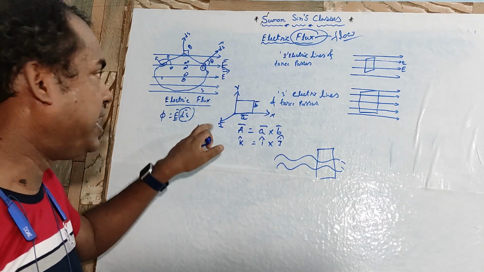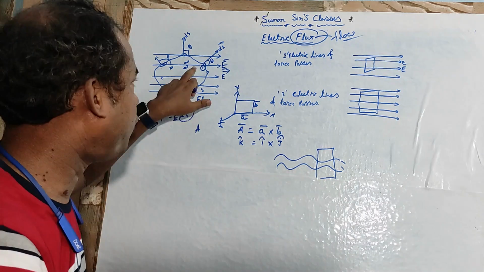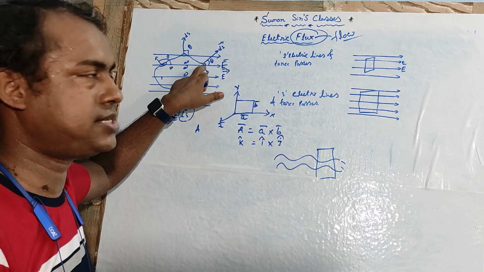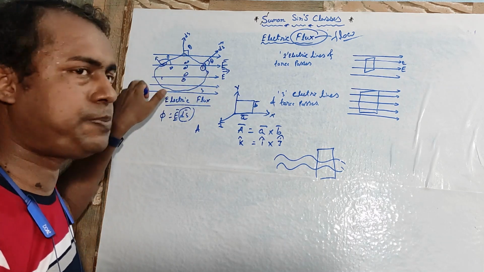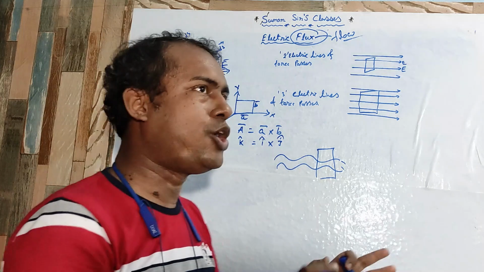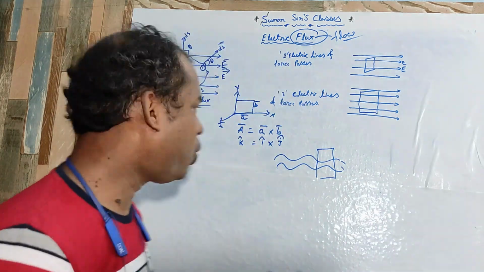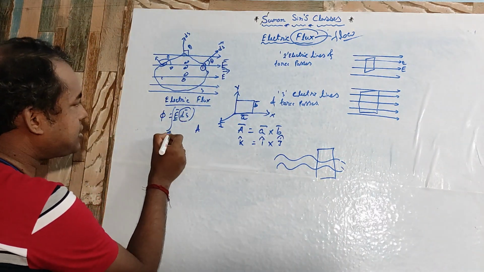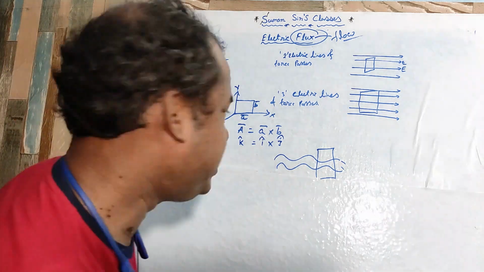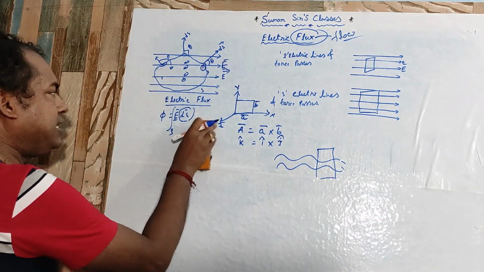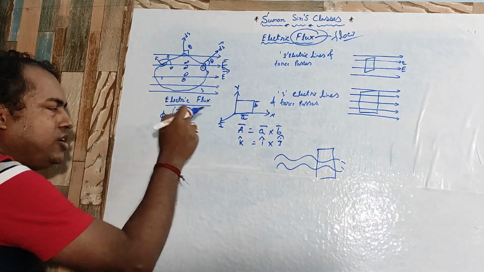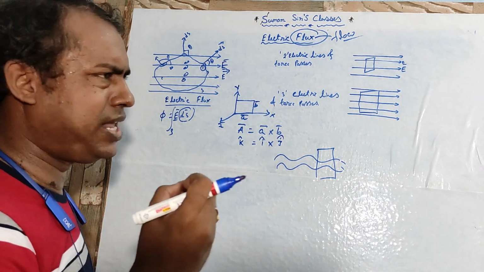So E dot dS, what is the dS? dS is the small elementary area. Here a number of such elementary areas are present. So if I take all the elementary areas, we just integrate over the surface. Okay, now it is clear. So we just integrate the value over the surface, that is E dot dS. Just a simple explanation.